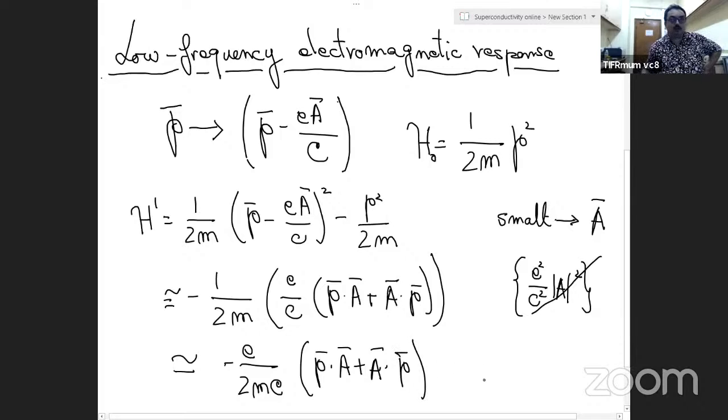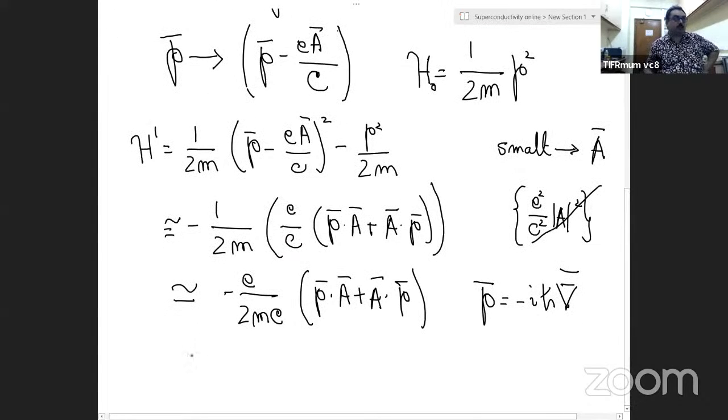All right, now you also know that P equals minus i h-cross grad in quantum mechanics. So therefore, the quantum mechanical Hamiltonian will become, with e h-cross, and this is the first quantized Hamiltonian. Remember, this is not the second quantized Hamiltonian yet.